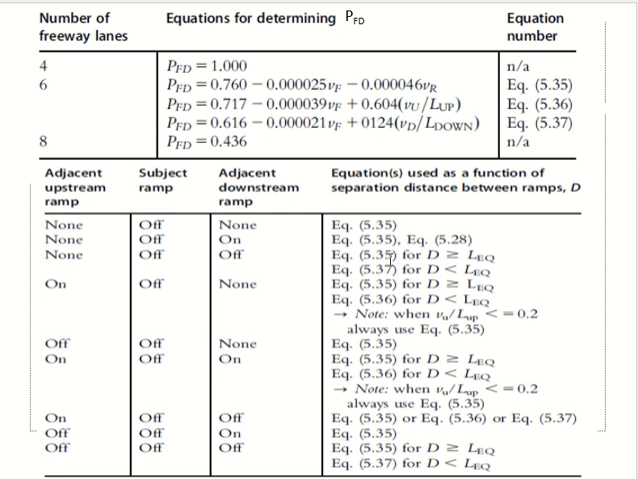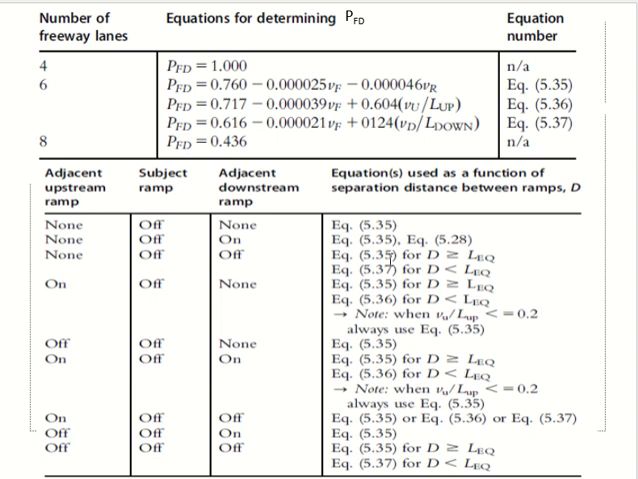Okay, it's a 6-lane freeway, so my ramp is on one of these 3. Do I have any ramp downstream? No, so none. Upstream on, only this one. They are saying it depends upon the value of LEQ.